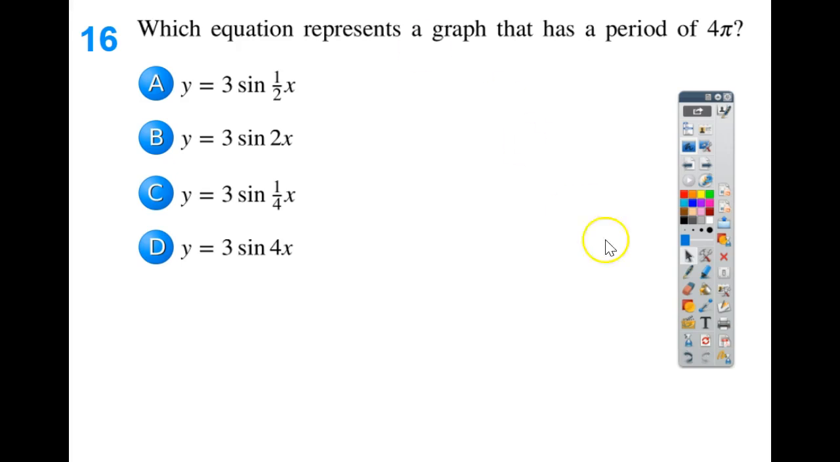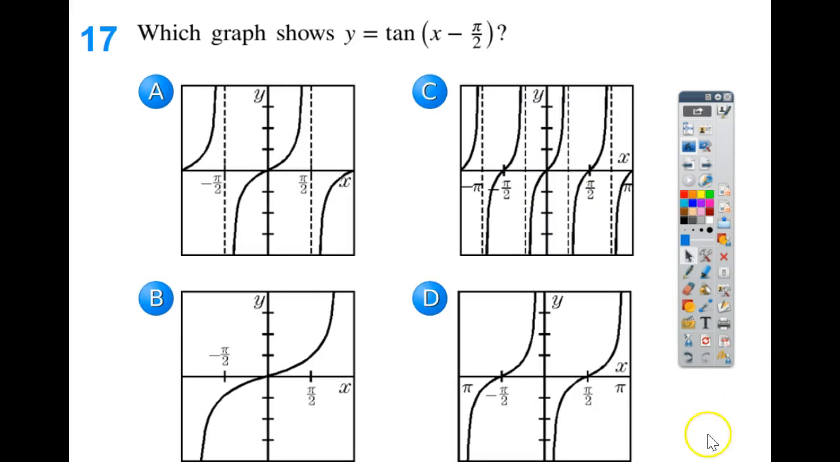All right. So on that one you just multiply? Mhm. Because it's 1/2.